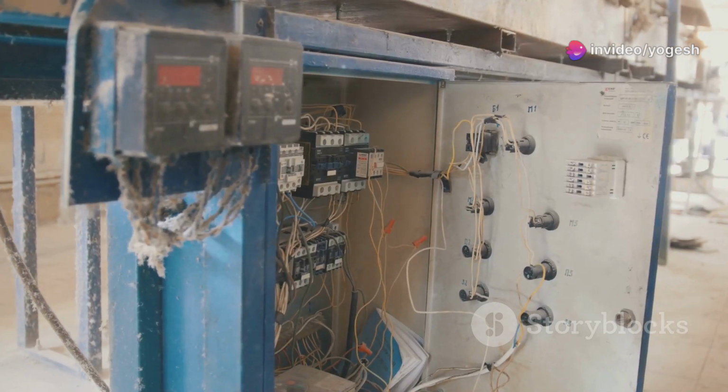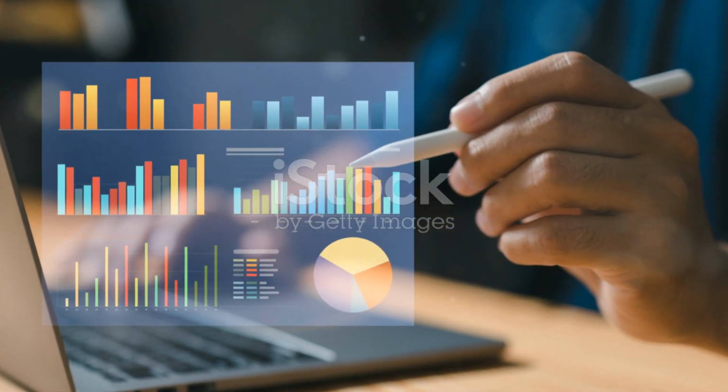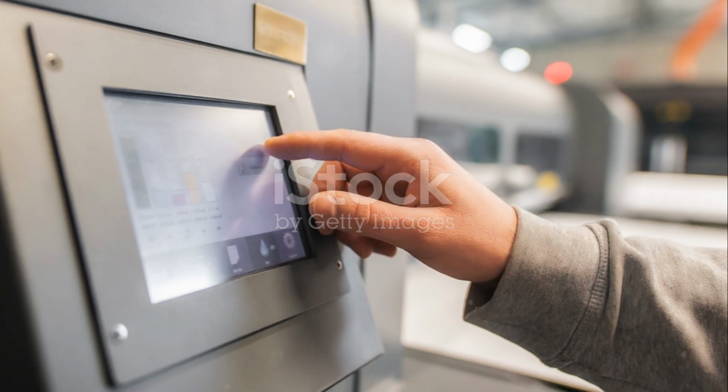A poorly tuned PID can perform badly. Tuning is both an art and a science. Engineers often start with manual tuning. They make small adjustments and observe the response.